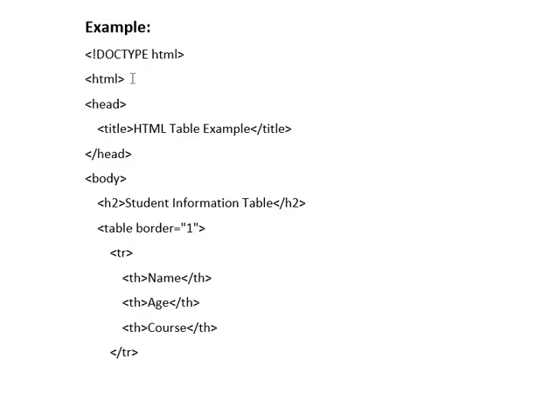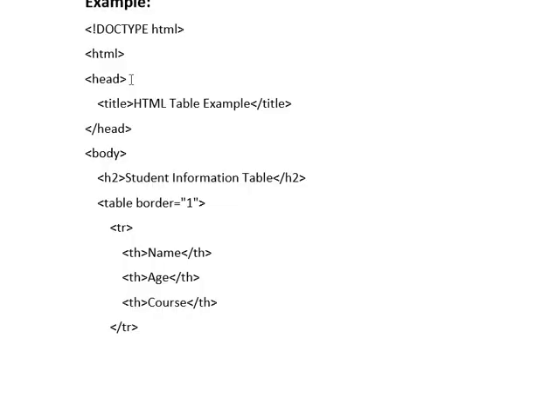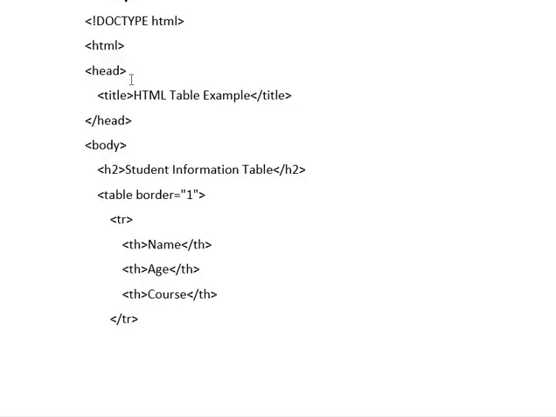The second tag that appears in every HTML source code is the opening of the HTML tag. So this is the opening HTML tag. You are instructing the browser that this is the opening of the HTML source code. Then an HTML source code is normally made up of two sections. The first section is the head section, and the second section is the body section.